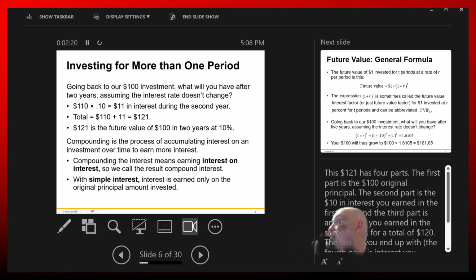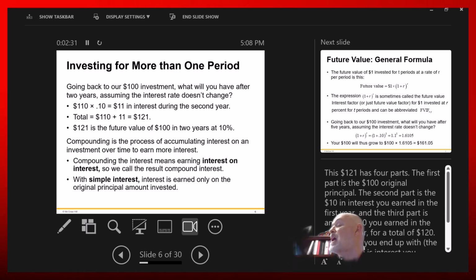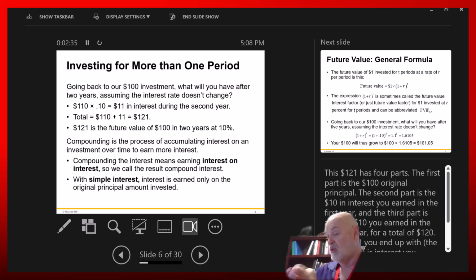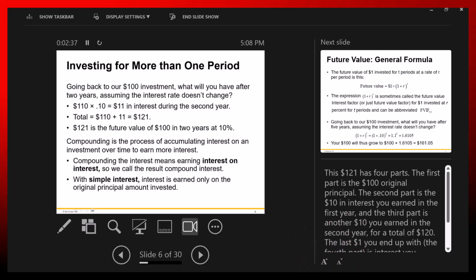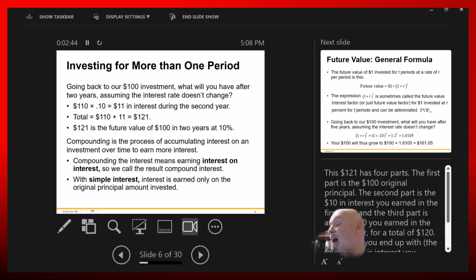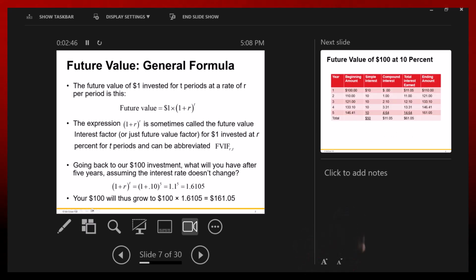Compounding is the process of accumulating interest on an investment over time to earn more interest. Simply put, it's interest on top of interest, and that's why we call the result compound interest. With simple interest, interest is earned only on the original principal amount invested. With compound interest, that's a little different.